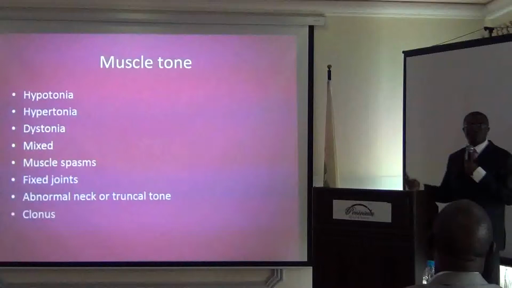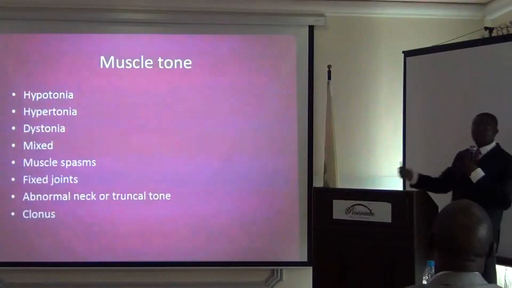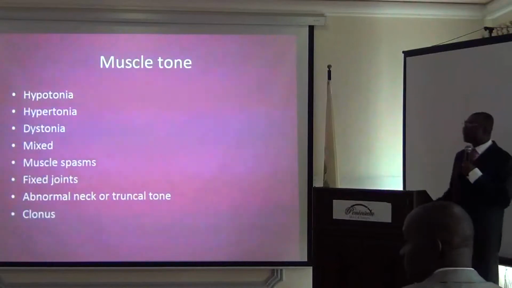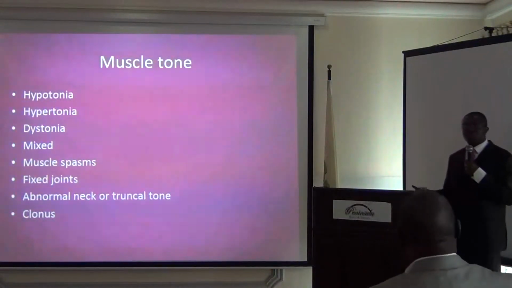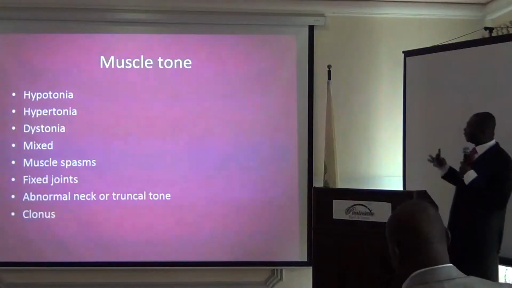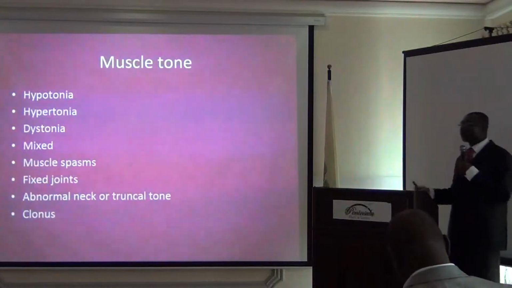The limbs are very stiff. It will be difficult to either flex or extend the limbs, and that is the hypertonia. And then dystonia, and when you are having an abnormal tone, maybe the child will do something like this, maybe deviating the leg or the limbs to one side.